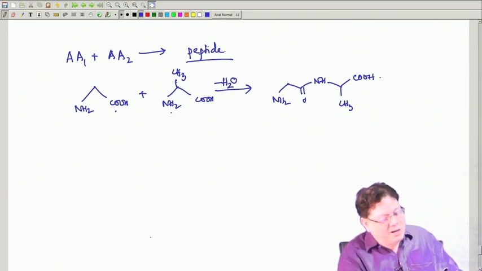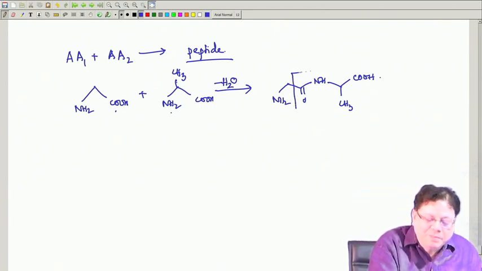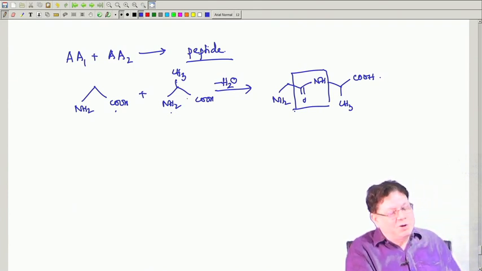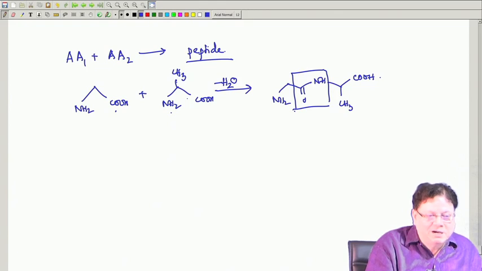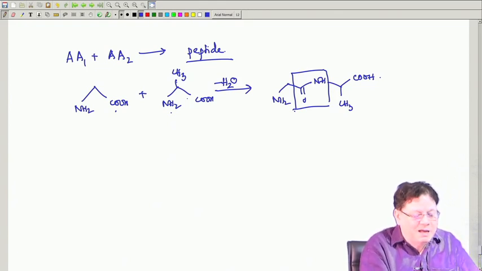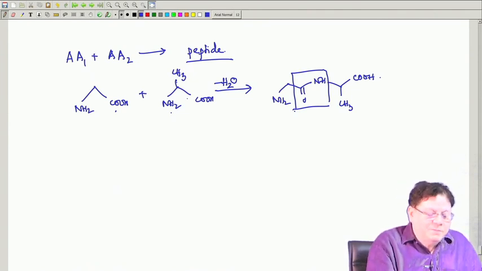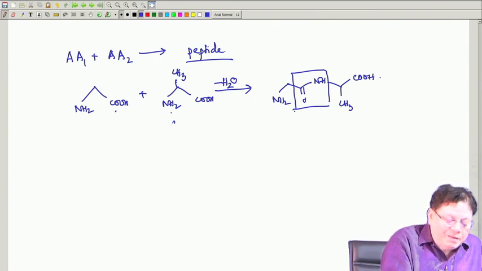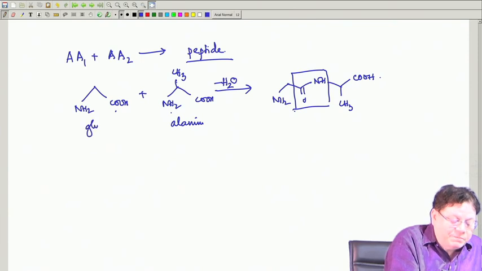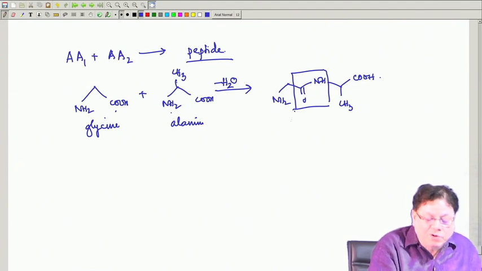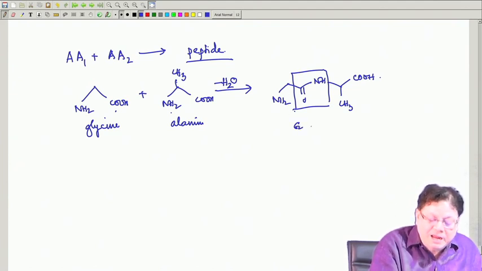So, that is number one, that this bond is very stable and this reaction is very thermodynamically favored because of the loss of water. However, the reaction does not take place if you mix an amine and an acid, because there is a high activation barrier. Okay. The other point to note is that this is alanine and this is glycine. They can react in two ways. One, that they can form a peptide which is GA.